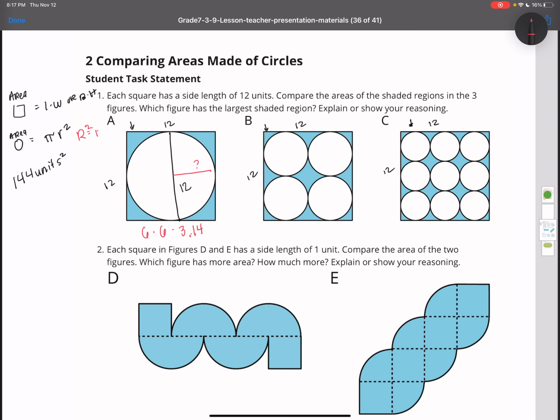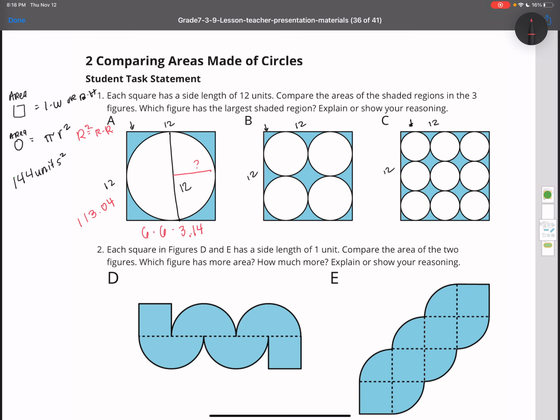Okay? So when I multiply 6 times 3.14, it's going to give me the area of 113 and 400ths. Okay? So, needless to say, all right, we're going to move on to the next one. I don't want to do any subtraction just yet. I want to find the area of all my circles first.